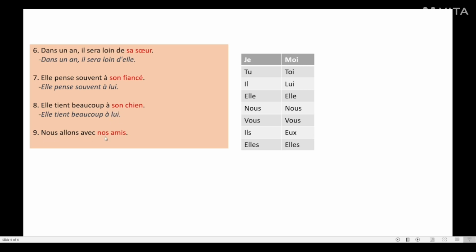Now, nous allons avec nos amis. So we are going with our friends. We have to replace nos amis with eux. So nous allons avec eux. We are going with them.